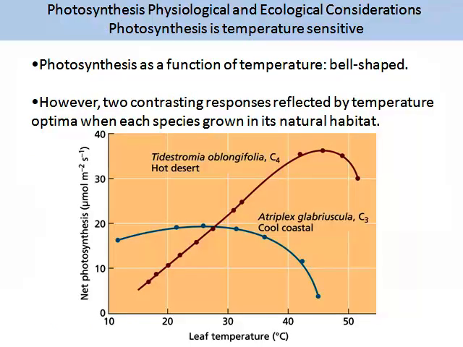The relationship of photosynthesis as a function of temperature is described as a bell shape, and this is shown for C3 and C4 plants in the figure below. However, there are two contrasting responses reflected by temperature optima when each species is grown in its own habitat. For example, the hot desert C4 plant is more optimal at a higher temperature, just over 40 degrees, than the example of the cool coastal C3 plant.